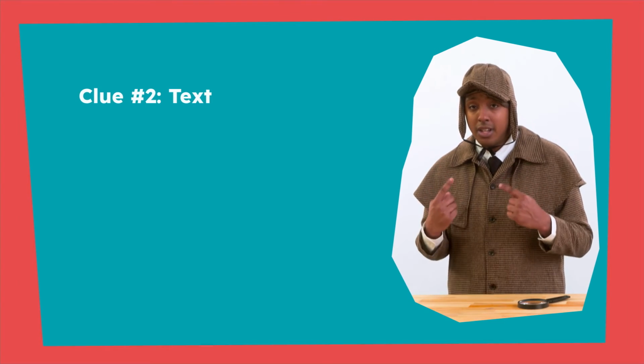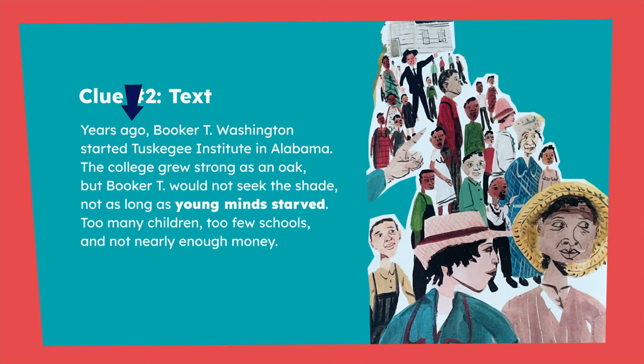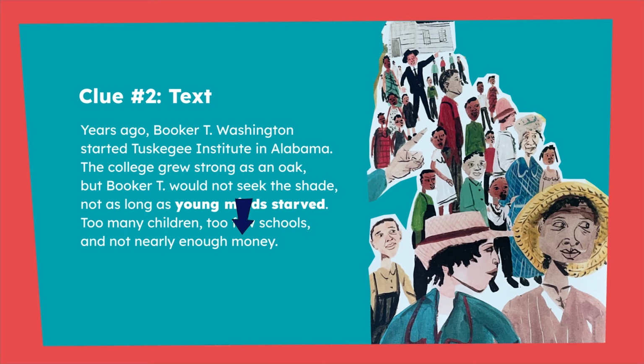Okay, now we are ready to look at our first example of non-literal language. We'll look back at the first example in Clue 2. Listen as I read the example aloud. Years ago, Booker T. Washington started the Tuskegee Institute in Alabama. The college grew strong as an oak, but Booker T. would not seek the shade. Not as long as young minds starve. Too many children, too few schools, and not nearly enough money.